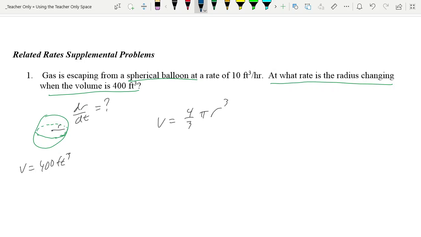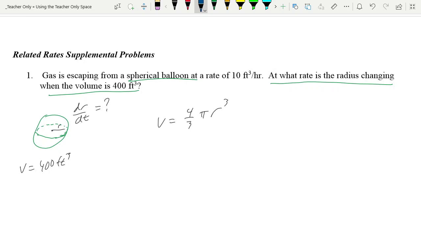If gas is escaping from the spherical balloon, or being pumped in, whatever it is, if it's changing, you have to keep the variable until after you take the derivative. So the volume would be changing if gas is escaping. The radius would be changing because it would be getting smaller. So therefore, I can't plug anything in. Can't substitute anything in. So we're going to take the derivative.